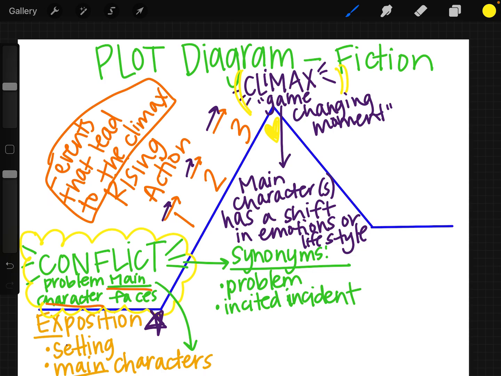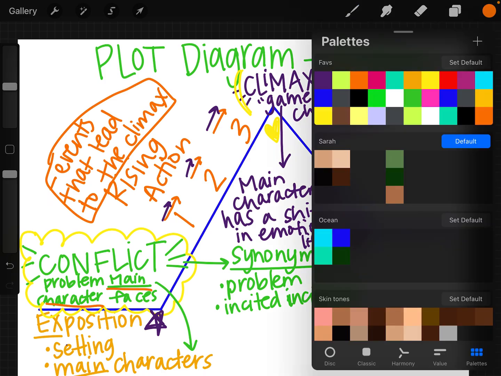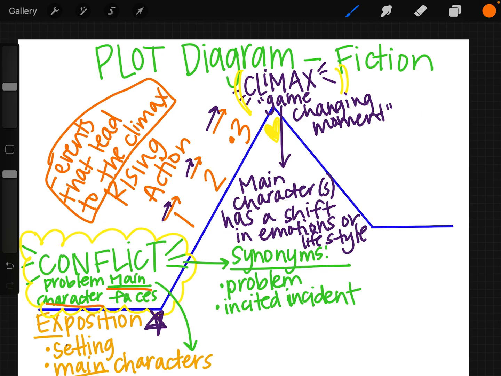This is the moment, and a lot of times kids and even adults have a problem with identifying what the game-changing moment may be. Now, go back to the rising action. This is an important event, this is an important event, and this is an important event. But the climax, y'all, that is the moment where our main character shifts in one direction, either from good to bad or bad to good. Okay, so it is game changing for their heart, for their life, whatever.